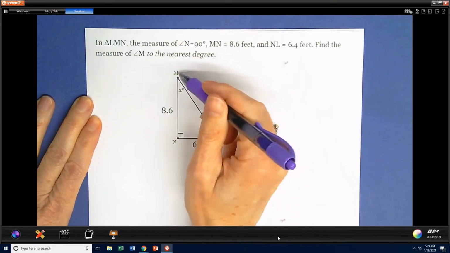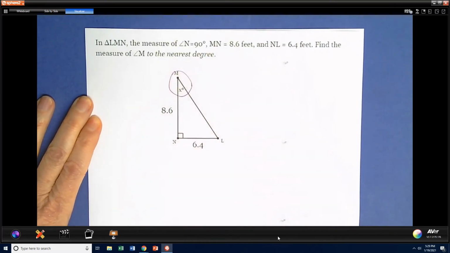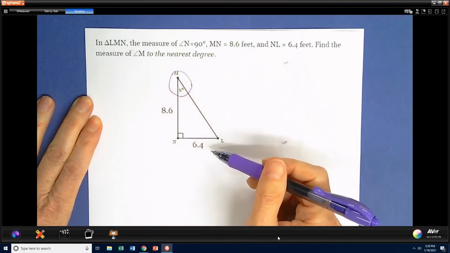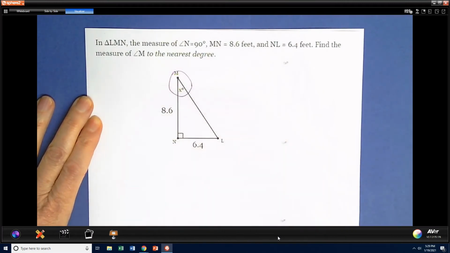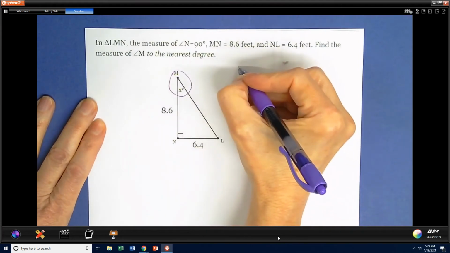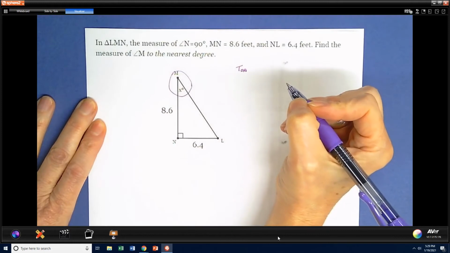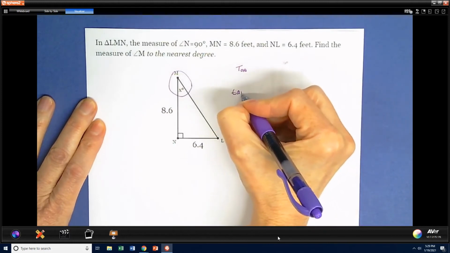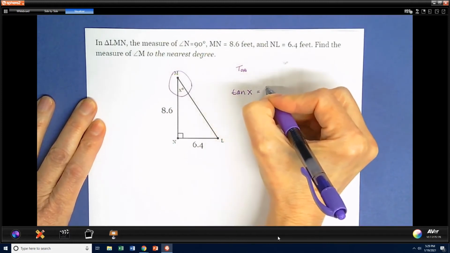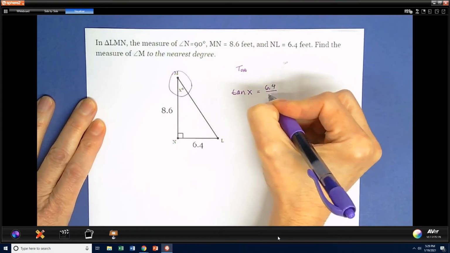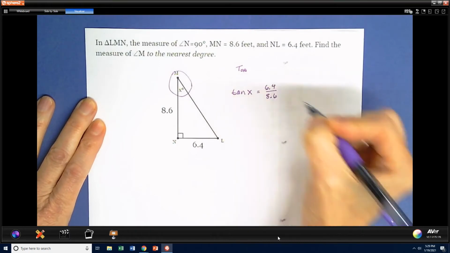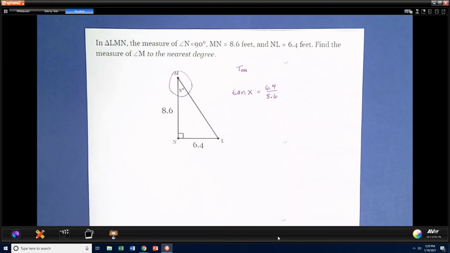Well, here's angle M up here. What is its position relative to the other two? Well, it is opposite and adjacent. So I'm going to be using tangent because tangent is that TOA, opposite and adjacent. So the tangent of x is going to equal 6.4 over 8.6. Again, I'm going to use a calculator.